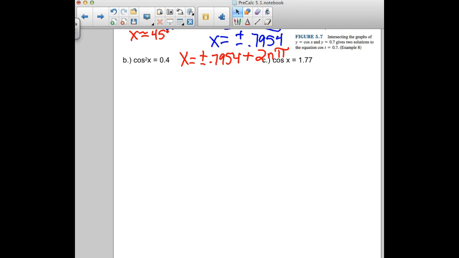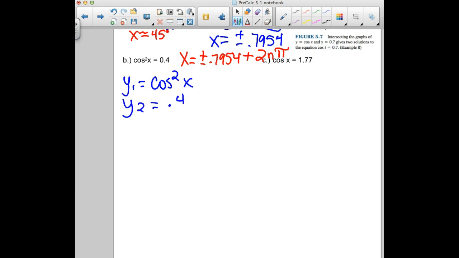Okay, our second example here, cosine squared of x equals 0.4. So again, we can solve this using our intersect feature. So y1 equals cosine squared of x, y2 equals 0.4, and we want to look for where they intersect.